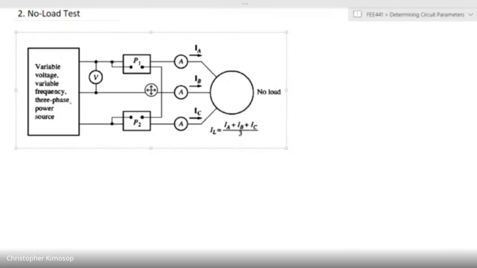So this voltage is applied here. It's a 3-phase power source with variable voltage and also variable frequency. We use variable frequency because, remember, the synchronous speed, the speed of rotation of the magnetic field, is determined by the frequency. So if you have full rated frequency, you will also tend to have full rotational speed.